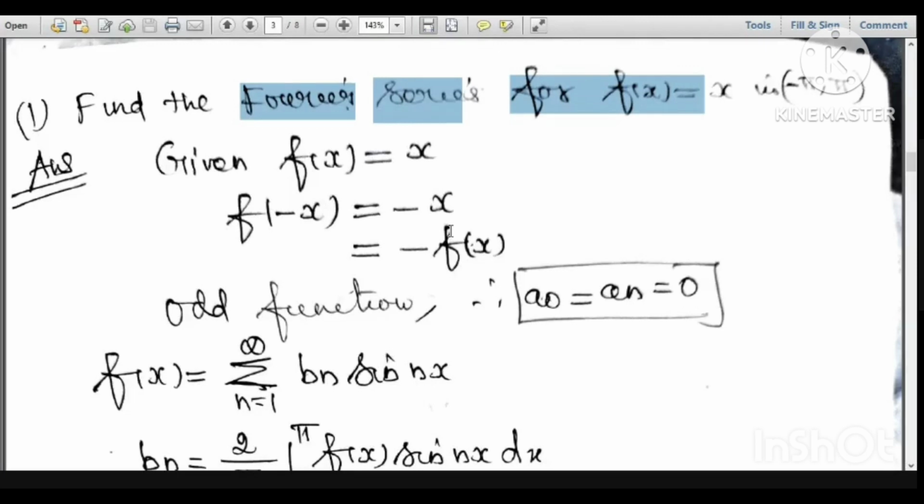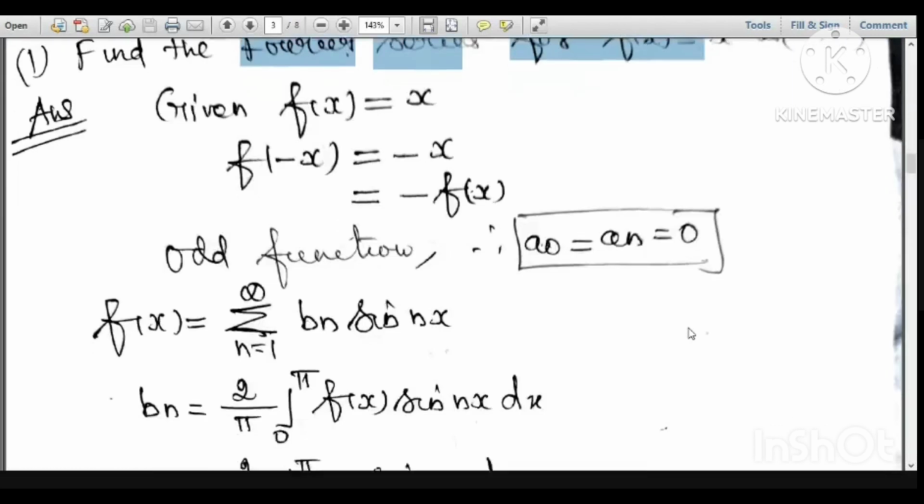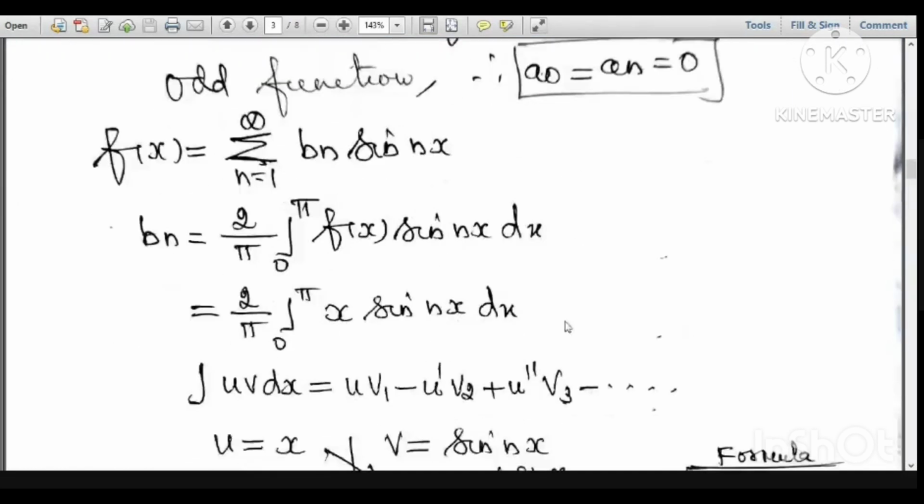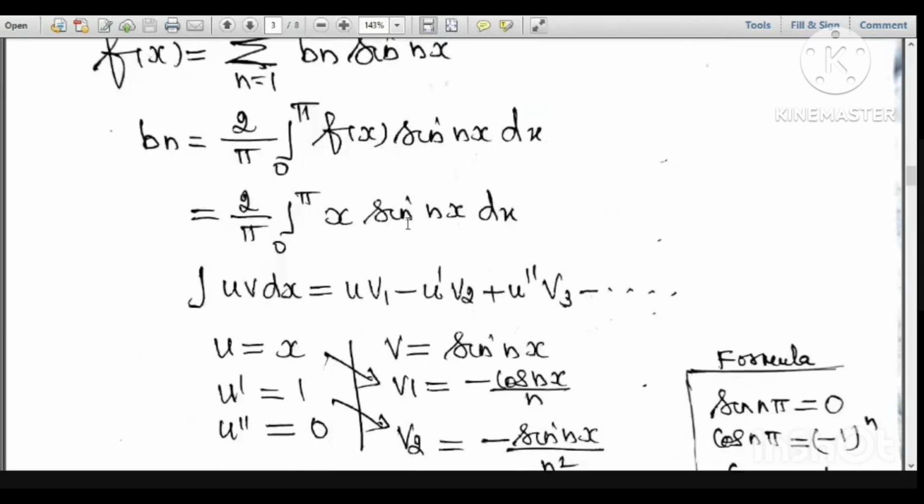Odd function means a naught and an will be 0. So a naught is equal to an is equal to 0, because it is an odd function. So the Fourier series f of x is equal to summation n equal to 1 to infinity bn sin nx. So here you have to find the value of bn.